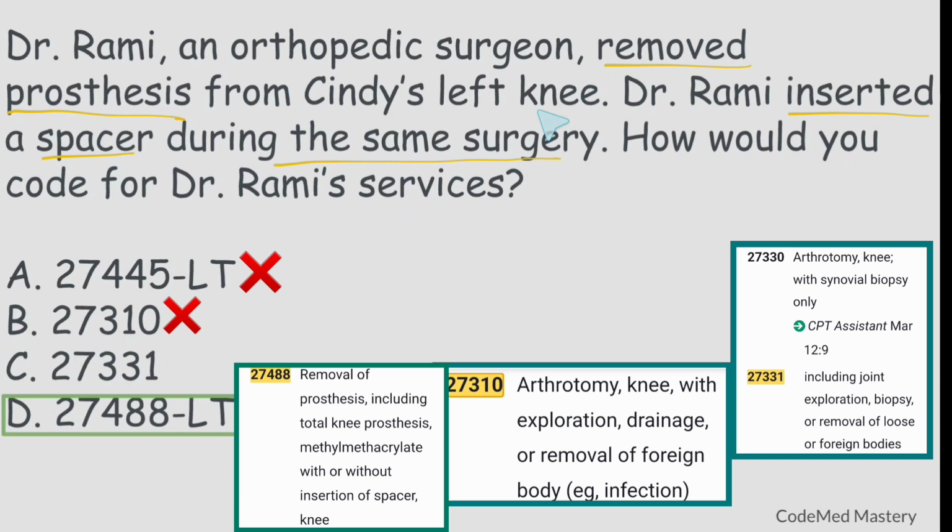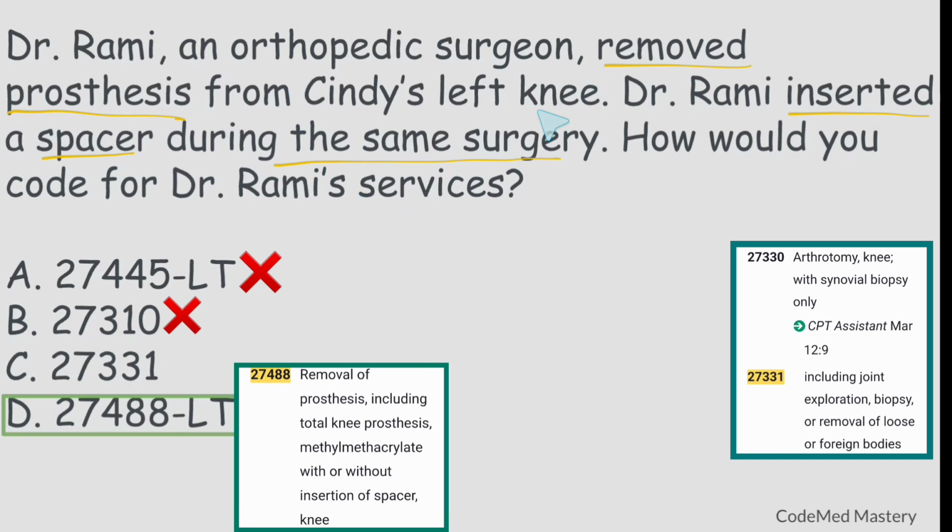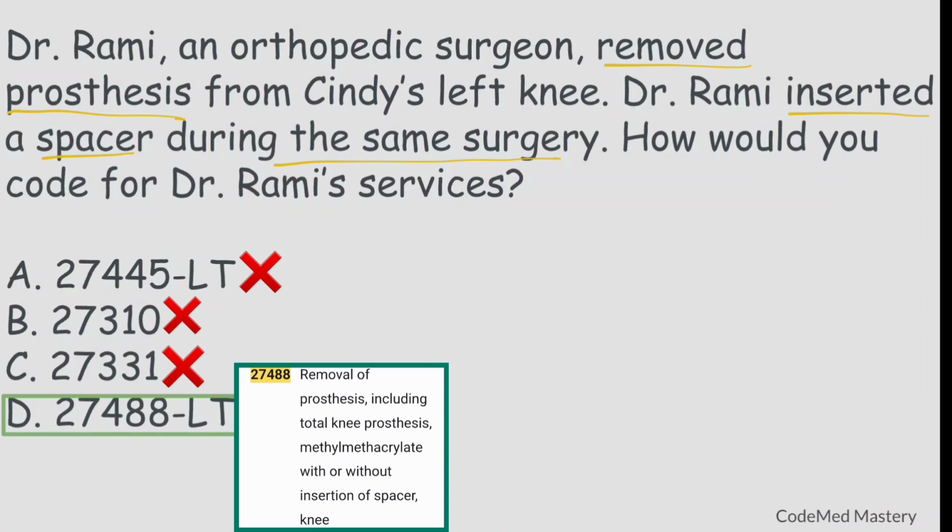And option C, 27331 is for arthrotomy including joint exploration, biopsy or removal of loose or foreign bodies. So that is also not mentioned in the scenario. Eliminate option C. Option D, 27488 with LT is the right answer. They have mentioned LT to denote left knee. Okay. Let us move on to the next question.